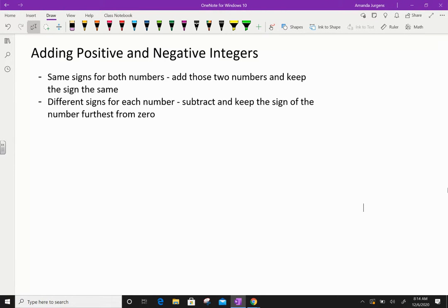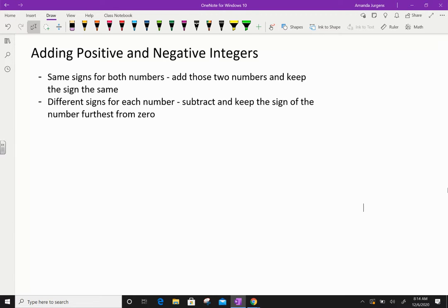If the signs are the same, if you have the same signs for both numbers, you're going to add those two numbers and keep the sign the same. So if they're both positive or if they're both negative, you add them like normal and you keep the sign that both numbers have. If you have different signs for each number, you're going to end up subtracting, and then you have to keep the sign of the number that's furthest from zero.